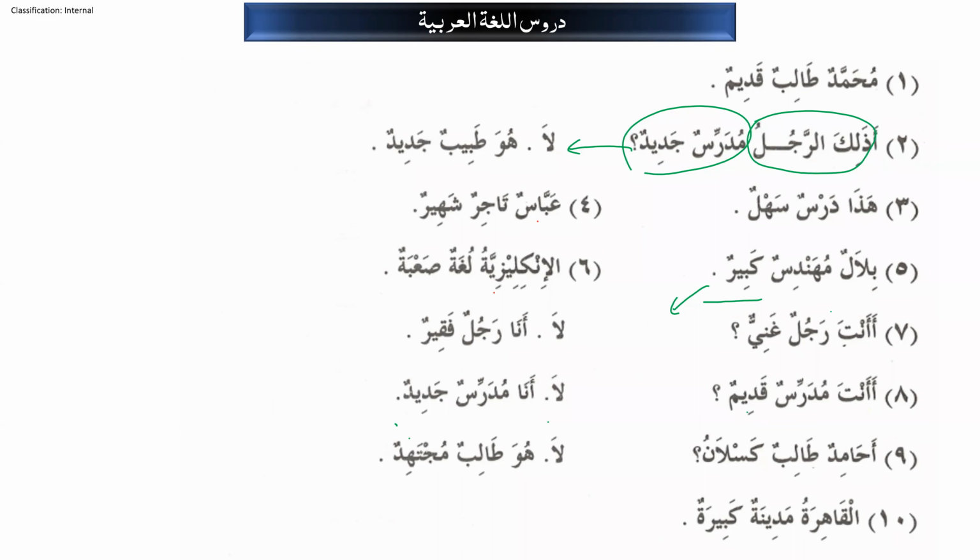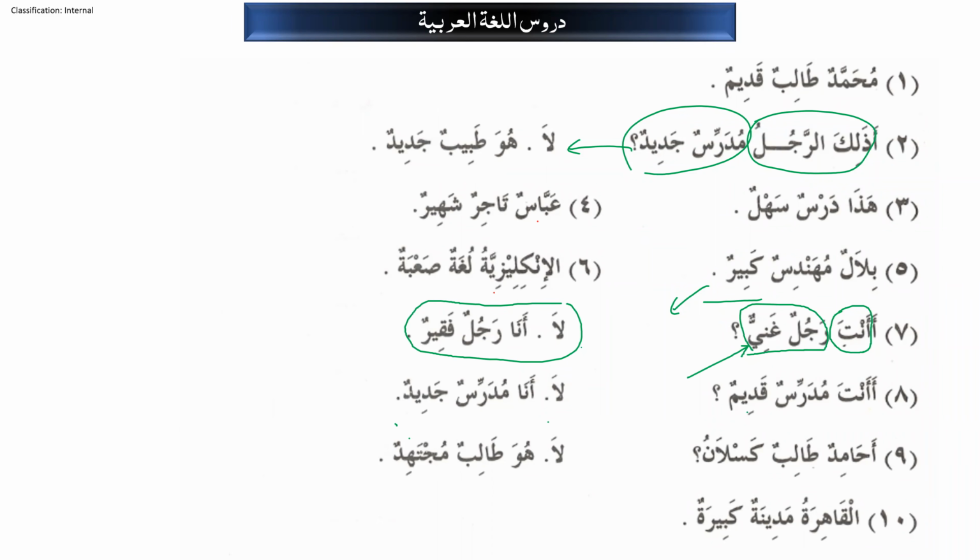Anta rajulun ghaniyun. Is that merchant rich? No. Anta is khabar, rajulun ghaniyun. One minute. What does it mean, Anta? Anta, you. Are you a rich man? Yeah. So anta is mubtada, rajulun ghaniyun is khabar, that is murakkab tawsifi. Yes, murakkab tawsifi. Am I correct, sir? Yeah.